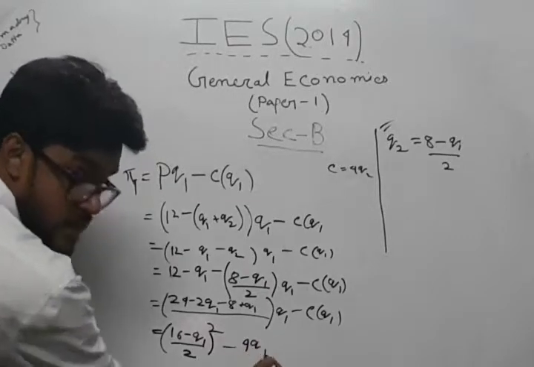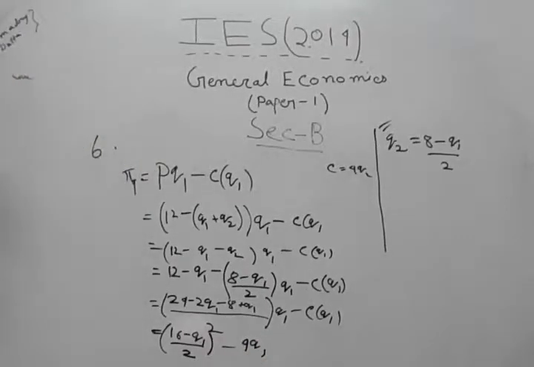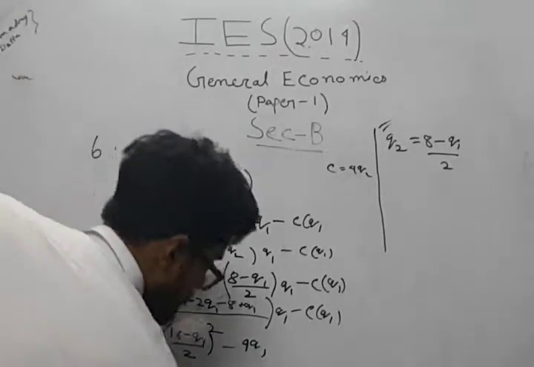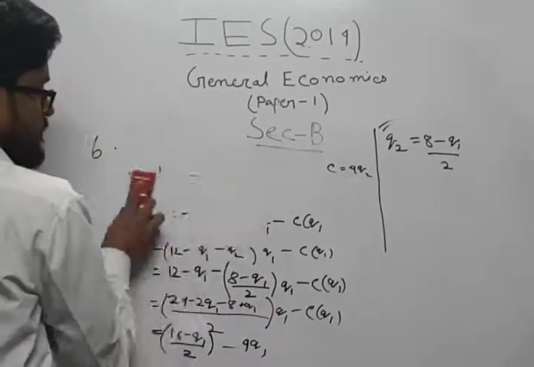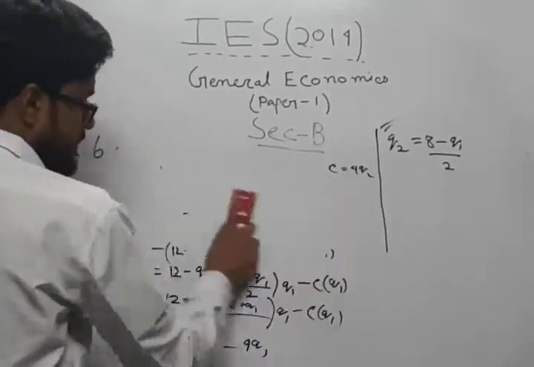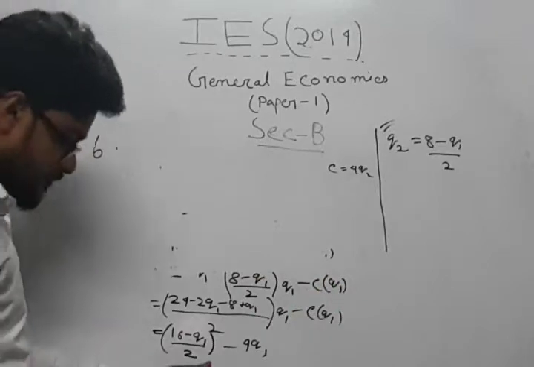minus 4Q1. So similarly, if we proceed further, I'll rub this off so that I can rewrite it again. So far we have found it to be like this.